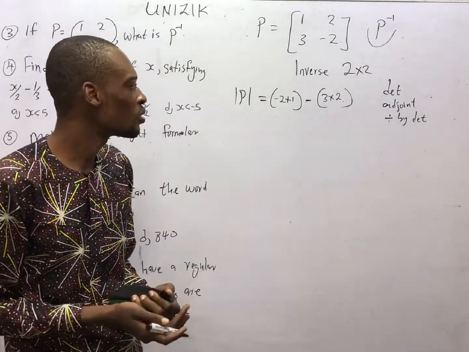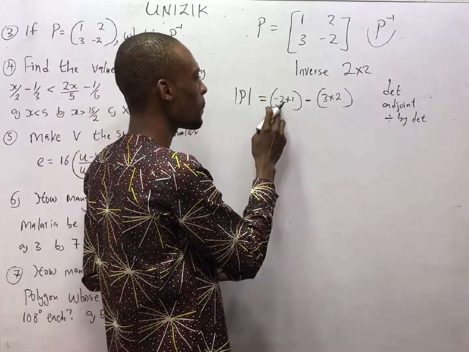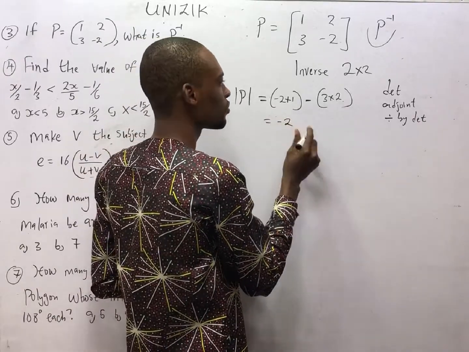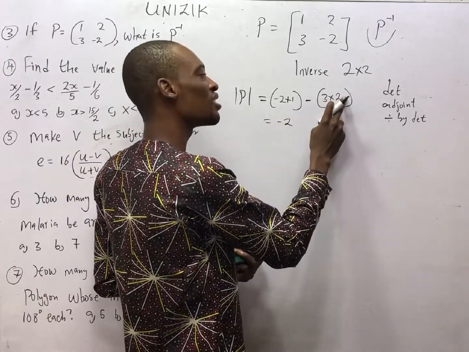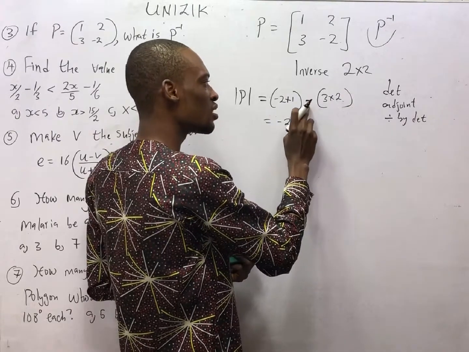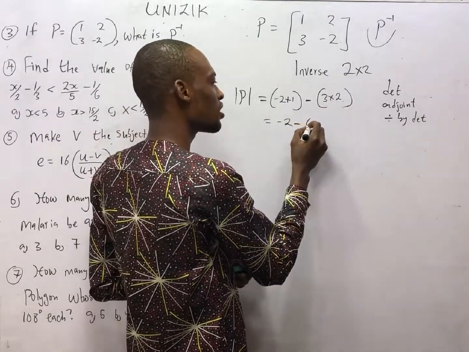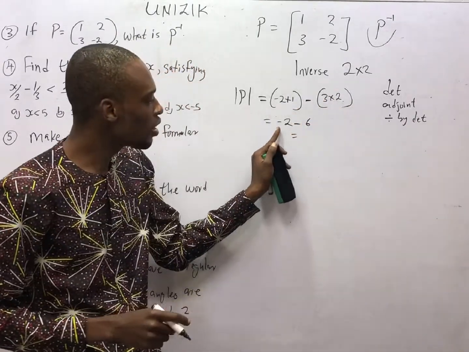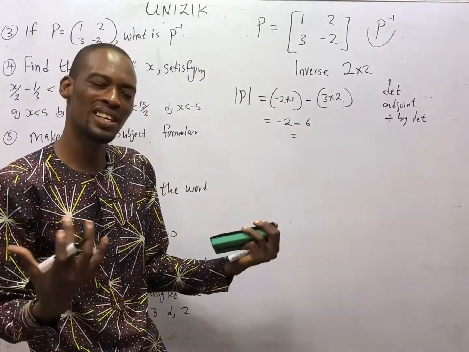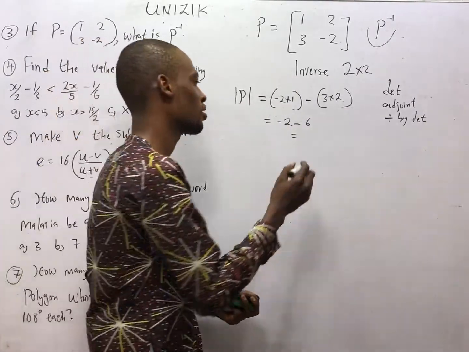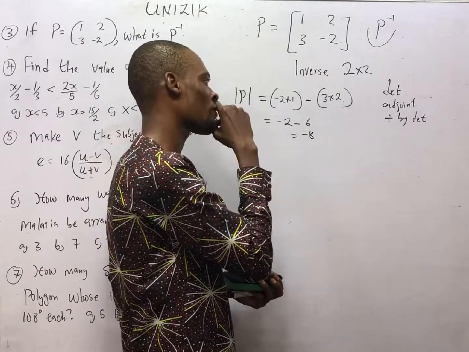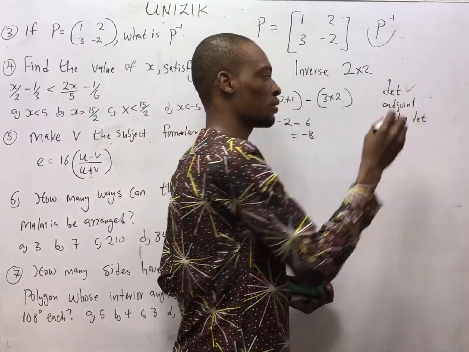Let us break it down. This will be minus 2 times 1, which is minus 2. 3 times 2 is 6. So there's already a minus here, so minus times 6 is minus 6. So the determinant is simply minus 2 minus 6. That is minus 8. We've done the first step.